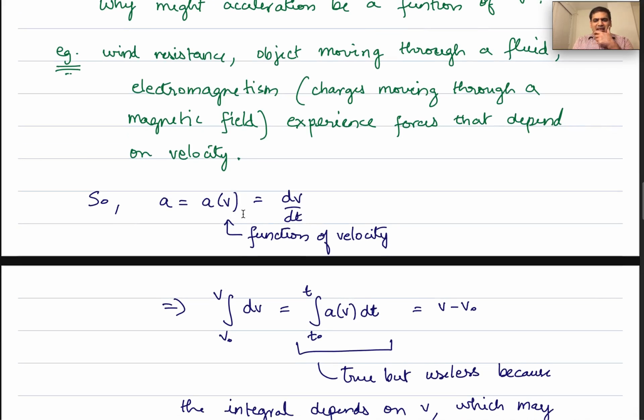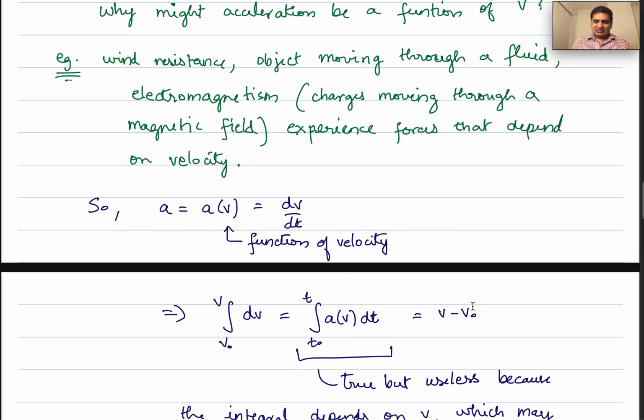We can do the same thing that we did before, where you bring dt up. So we have dv equals a of v dt. We can integrate both sides here from v naught to v, here from t naught to t. This left-hand side will become v minus v naught, of course. But the integral of a of v dt is equal to v minus v naught. So this is a true statement, but it's not a useful statement. This is true but useless.